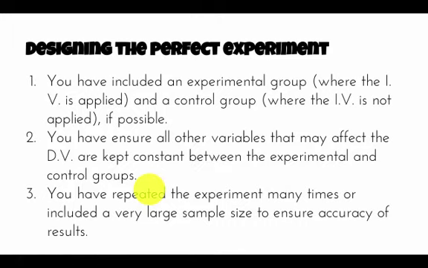Also, VCAA expects that for an experiment to be perfect, to be as accurate as possible, you need to repeat the experiment many times or make sure that you include a very, very large sample size. So I always say to you guys that, to ensure that you're satisfying that criteria, say that you're repeating it 1,000 times. It sounds quite odd, but if you're doing it in a lab, you're probably going to do that anyway.